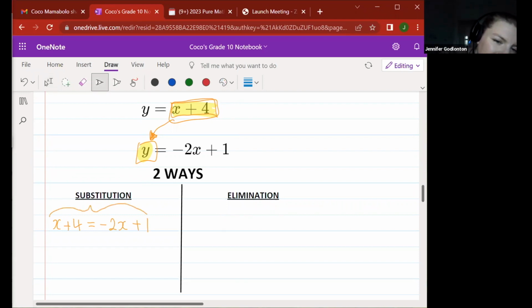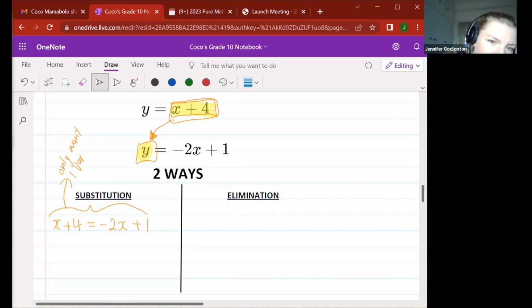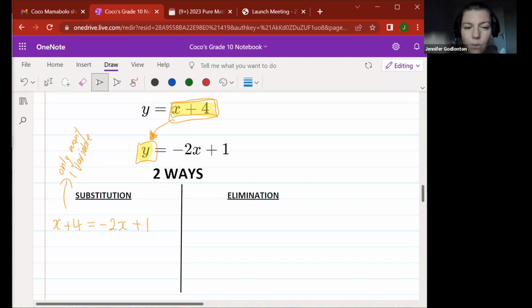The reason we're doing that is because we only want one variable. Okay, we don't want to have the X and the Y. We only want to have one variable. And in this case, our one variable is going to be X. The reason we only want one variable is because then we're able to solve it. Okay. So instead of writing that Y, we've put that X plus 4.